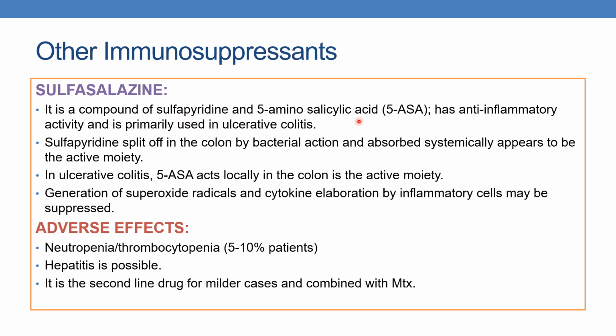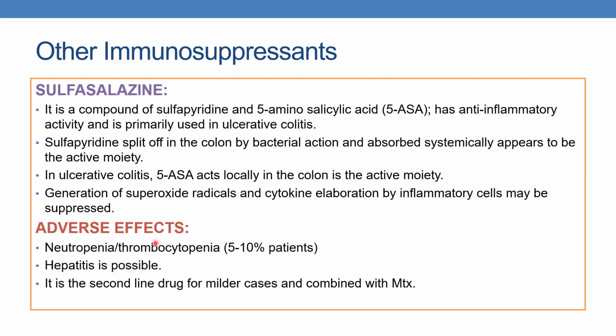It has anti-inflammatory activity and is primarily used in ulcerative colitis. Sulfapyridine splits off in the colon by bacterial action and is absorbed systemically, and appears to be the active moiety. In ulcerative colitis, 5-ASA, which is amino salicylic acid, acts locally in the colon and is the active moiety. Generation of superoxide radicals and cytokine elaboration by inflammatory cells may be suppressed with the use of sulfasalazine.